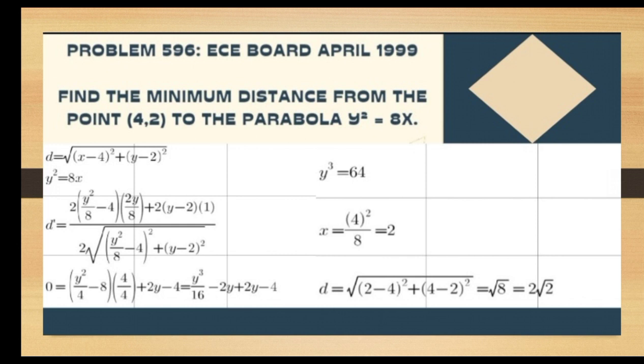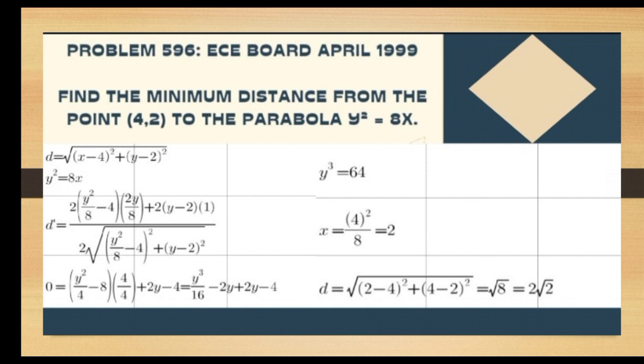d prime is equal to (y squared over 8 minus 4) times (2y over 8) plus (y minus 2), all times 1 over 2 square root of ((y squared over 8 minus 4) squared plus (y minus 2) squared). Setting the derivative equal to 0, we solve the resulting equation to find the values of y that correspond to the critical points.